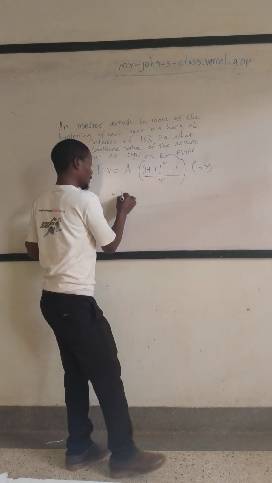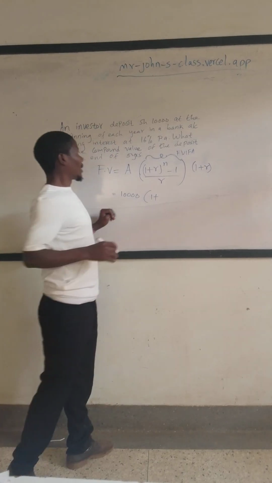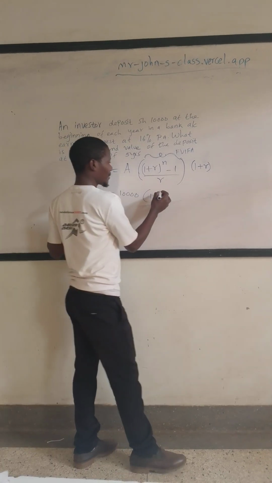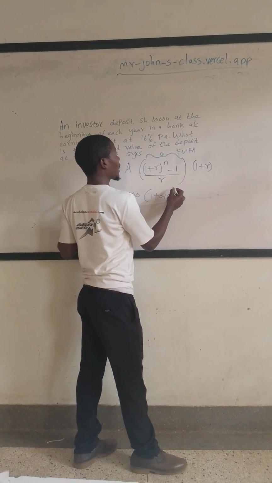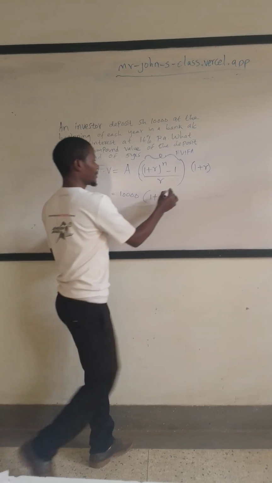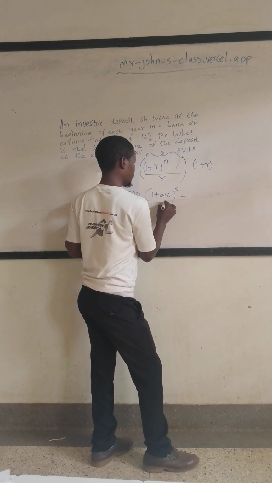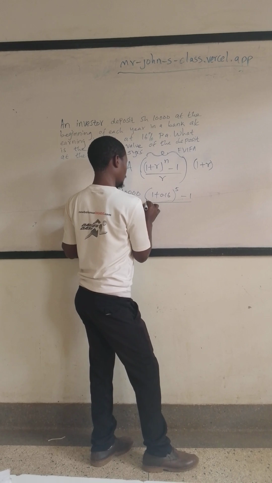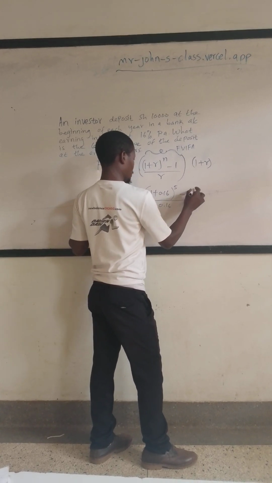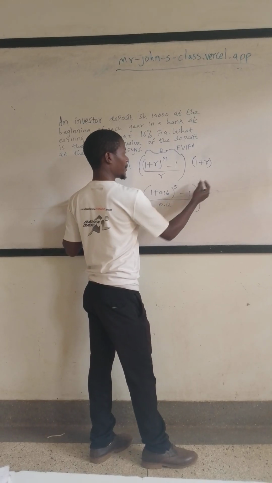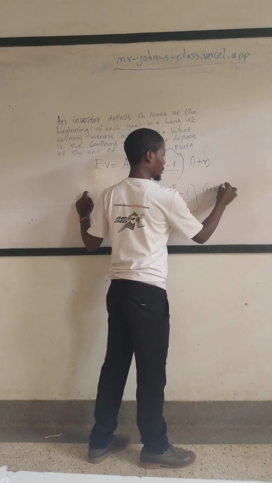So we have 10,000 into bracket 1 plus the rate, which is 16, so we have 0.16, raised to power the number of years, which is 5, minus 1, divided by 0.16. Then we have 1 plus 0.16.